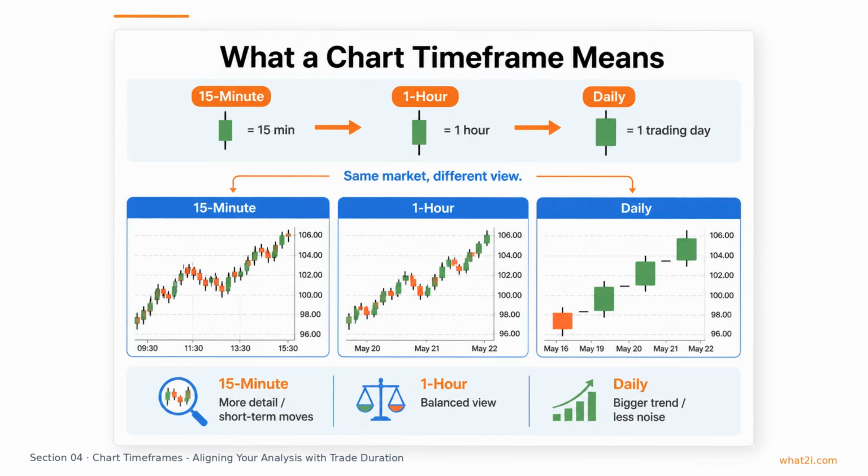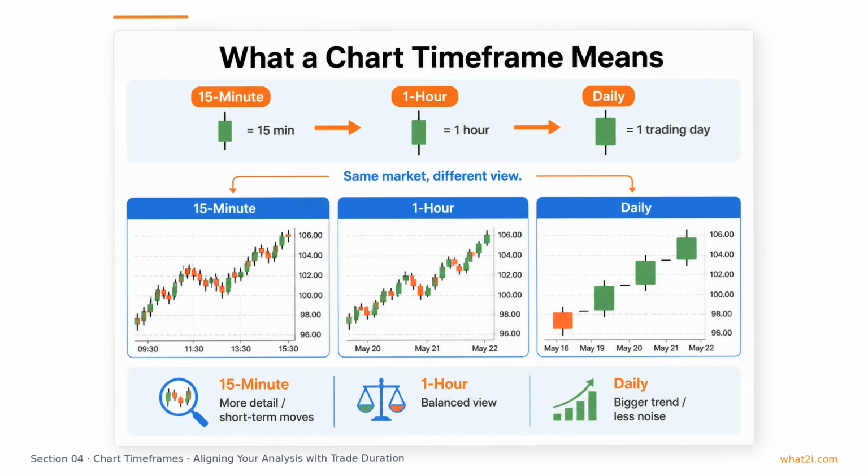The market itself has not changed, but your view of it changes depending on the time frame you choose. Shorter time frames show more detail and more noise, while longer time frames smooth things out and reveal the broader path. This is why the same stock can look chaotic on one chart and orderly on another. Understanding time frame is the first step toward choosing a chart that actually fits the trade you want to make.